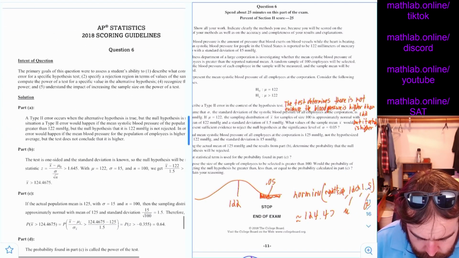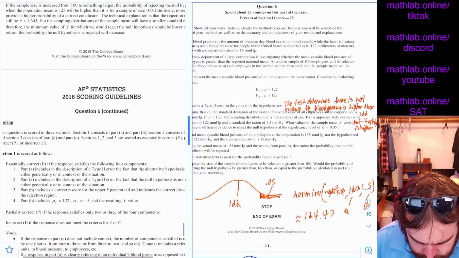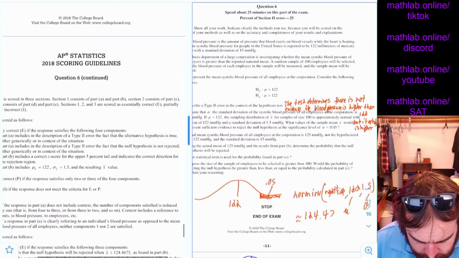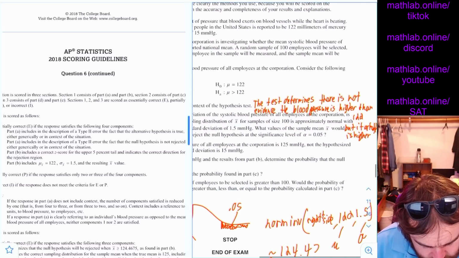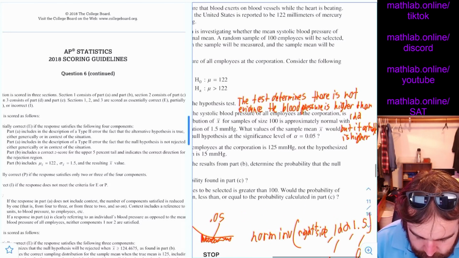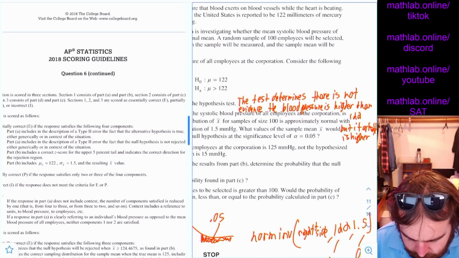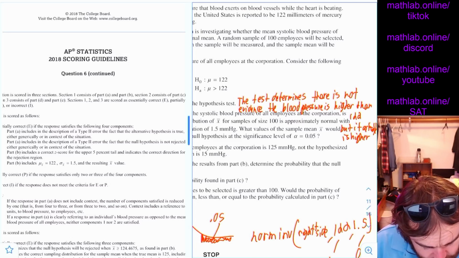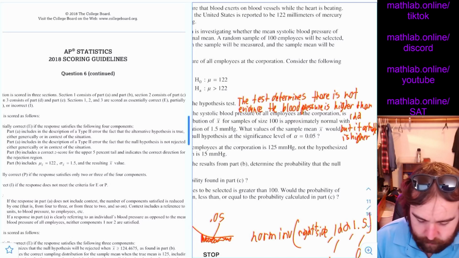So, part A, a type 2 error occurs. Part A includes a description of a type 2 error, the fact that the alternative hypothesis is true, either generically or in context of the situation. There is not evidence the blood pressure is... Wait, but it is actually higher. Which is the alternative hypothesis is true. So I did say that. Part A includes the description of type 2 error, the fact that the null hypothesis is not rejected. There is not evidence the blood pressure is higher.